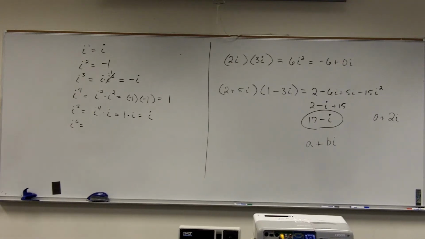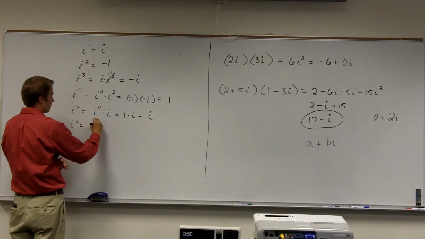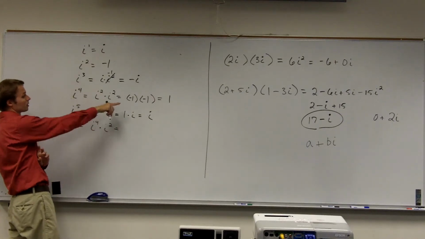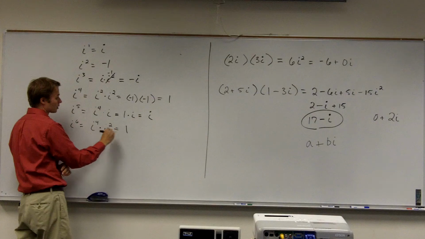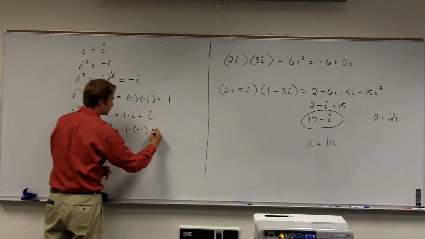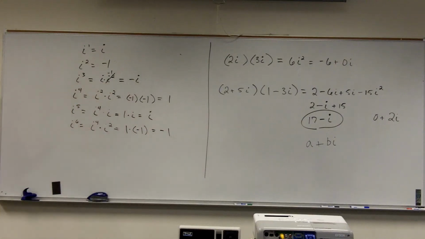I to the 4th times I squared. So I to the 4th we already know is equal to 1, and then I squared is equal to negative 1. So that's negative 1.